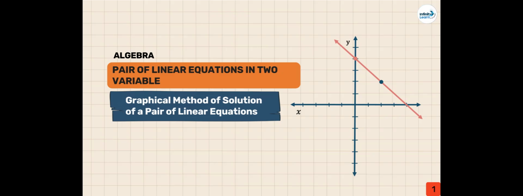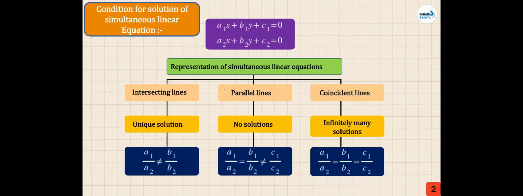So, we're going to see today graphical method of pair of linear equation in two variables. The general format of pair of linear equation in two variables is a1x plus b1y plus c1 equals to 0. Second one is a2x plus b2y plus c2 equals to 0. There are three conditions of lines. Either it can be intersecting, parallel or coincident.